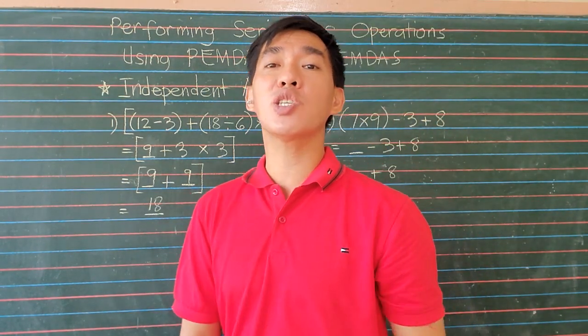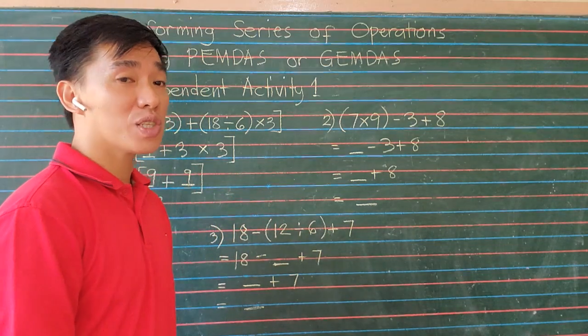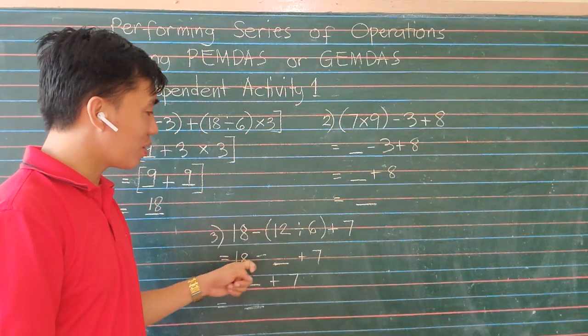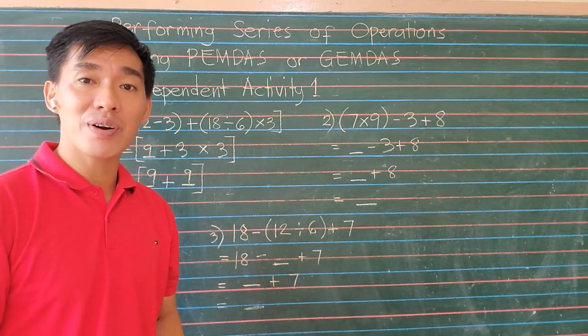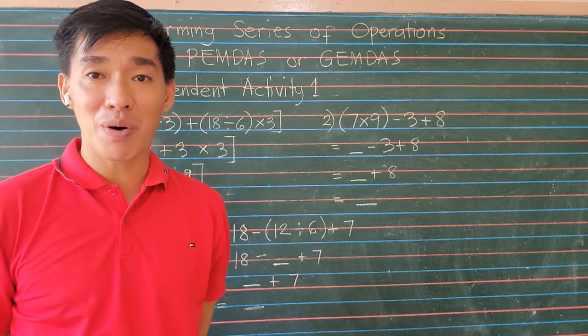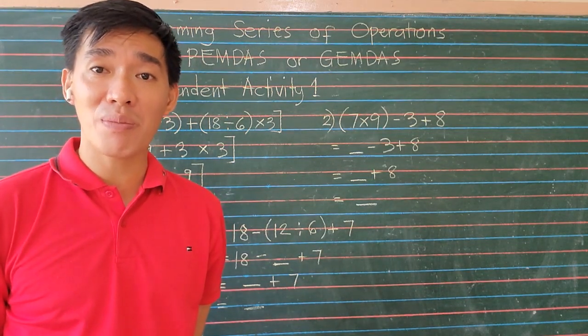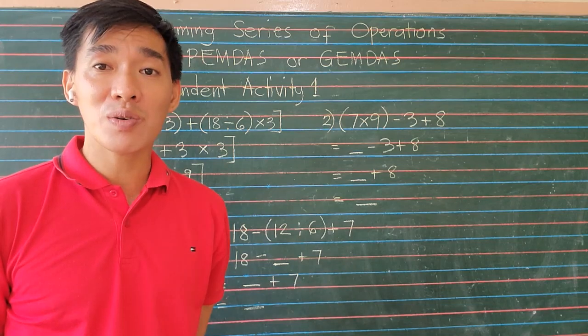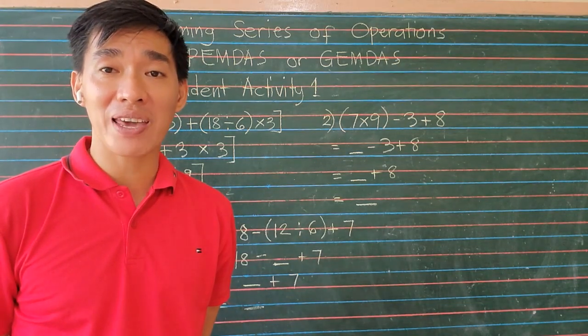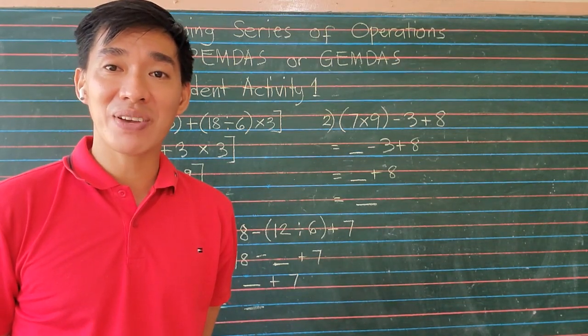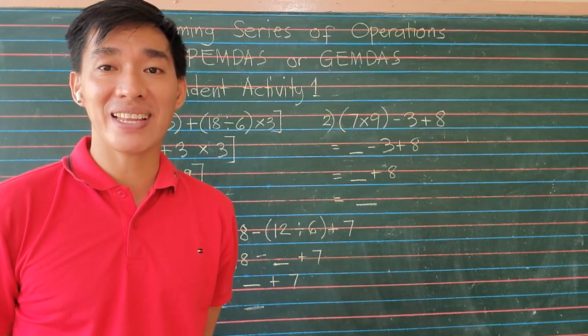So here's the thing that you will have to do now. You answer number 2 and answer number 3. However, you also have item number 4 and item number 5 in your module. So do number 4 and then number 5 also. Now pause this video and do your independent activity 1.